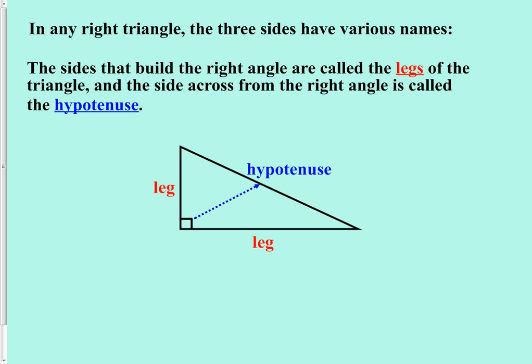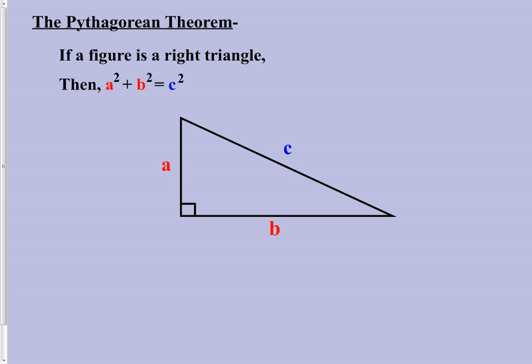The hypotenuse is always going to be the largest side of the triangle, and that's important because when it comes to the Pythagorean theorem, you absolutely have to make sure that you plug the hypotenuse into the correct location.